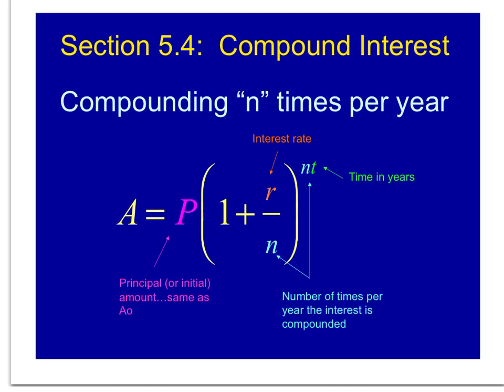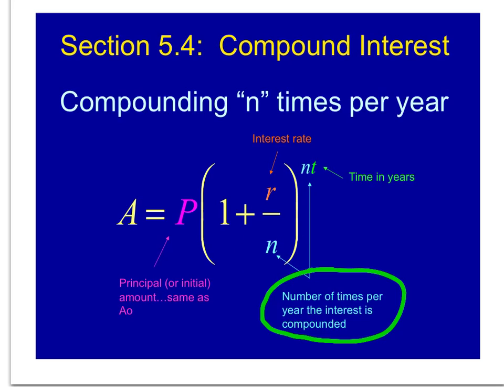It's the N here that is really changed. So N is the number of times per year that the interest is compounded. For example, if it tells you that interest is compounded monthly, there are 12 months in a year, so your N would be 12, and it goes in both of these places. So this is the formula we'll be using.